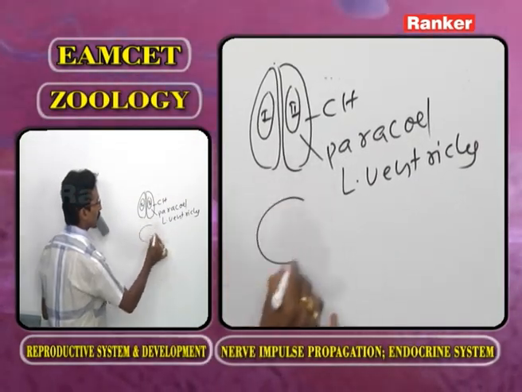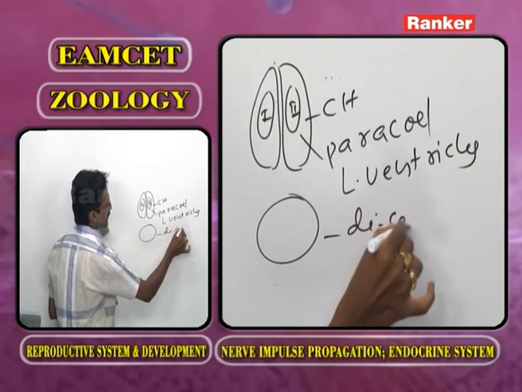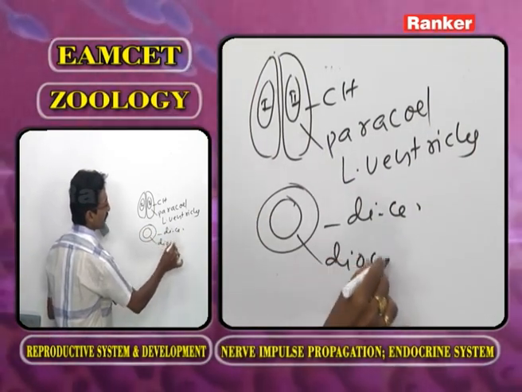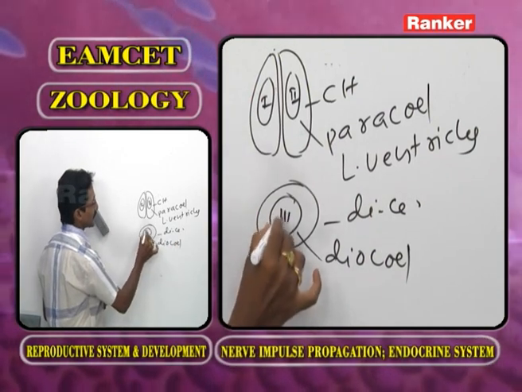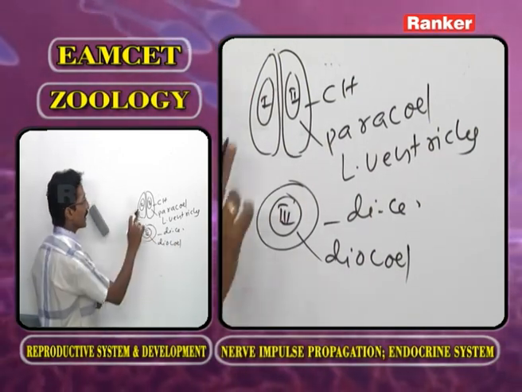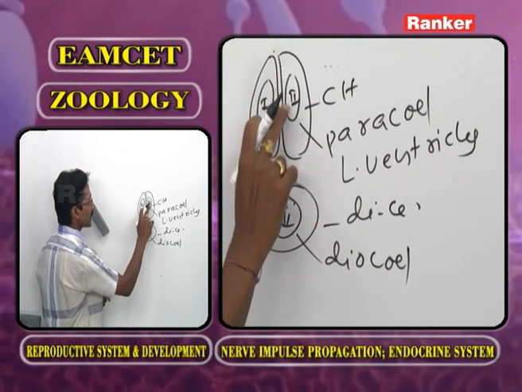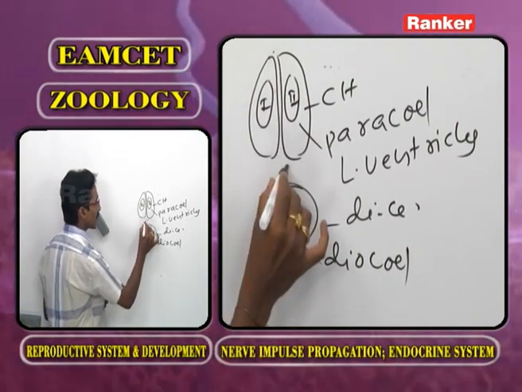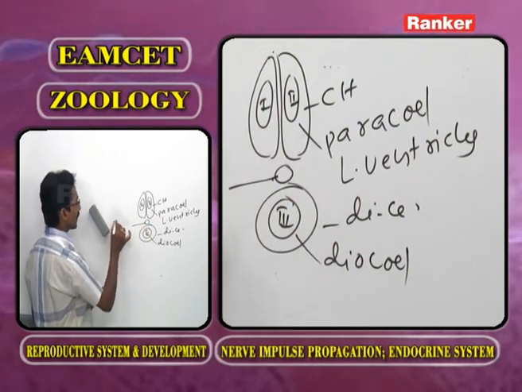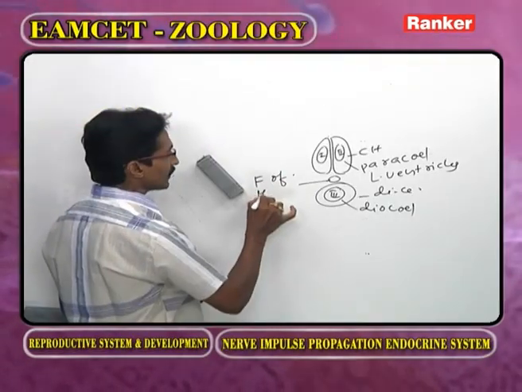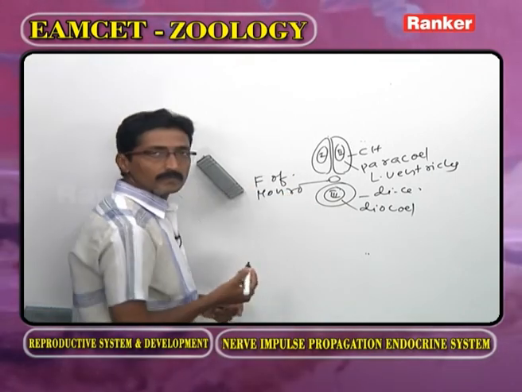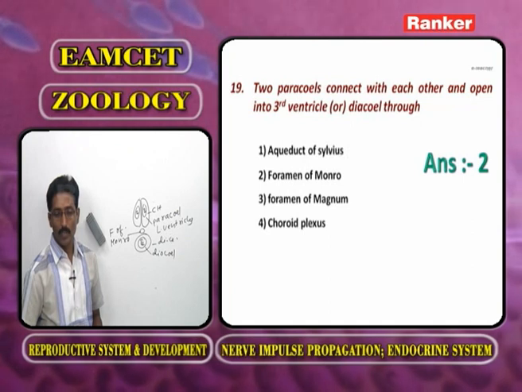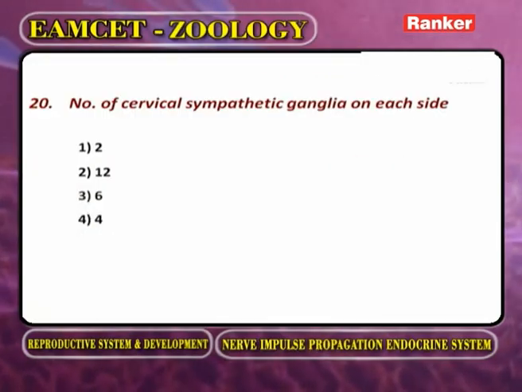Now, this part we call the diencephalon. In the diencephalon, a cavity is present called diocoel. It is numbered as third ventricle. Now, the question is, the paracoels open into the third ventricle through an aperture called foramen of Monro. So the answer is foramen of Monro. Now, we go for the next question.